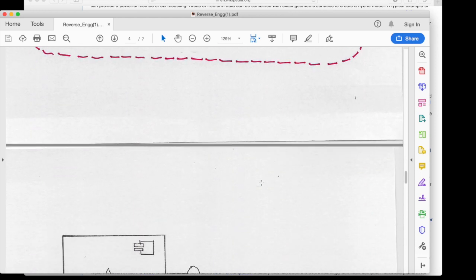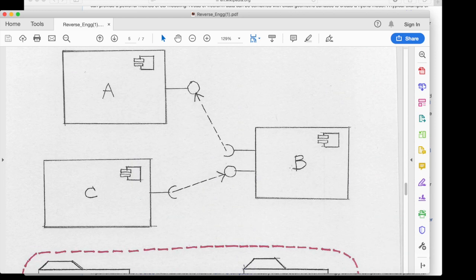So the B component provides service to C, but it needs service from A. That is why you have B as a provider and a need for service from another component. So it needs service from A, but it provides service to C. Okay?